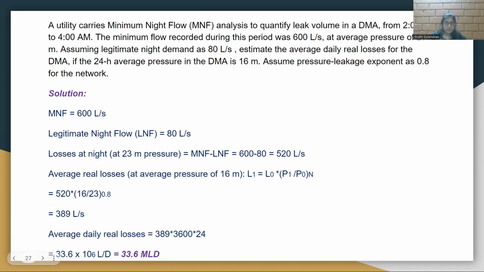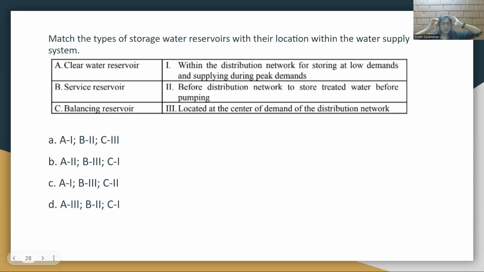Okay, so let's move on to some random questions. You can tell the answer, and you're supposed to match the following. If you don't know the answer, we can just revise it and go on forward.